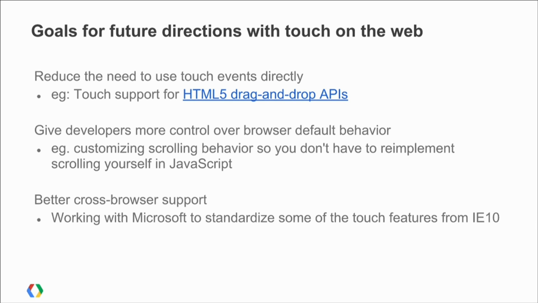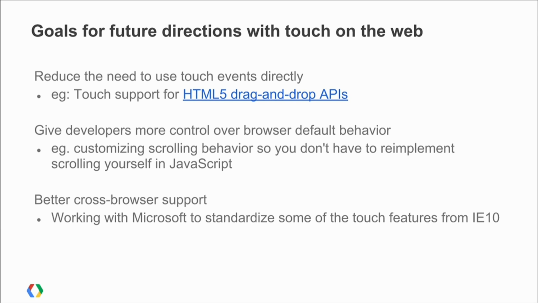We also want to give you more control over the browser's default behavior so that you don't have to fall back to touch events. A really common scenario with touch events is an image carousel, where you want to support swiping between the different images. And really, that's just a scrollable div, except that you want to snap where it stops to image boundaries.